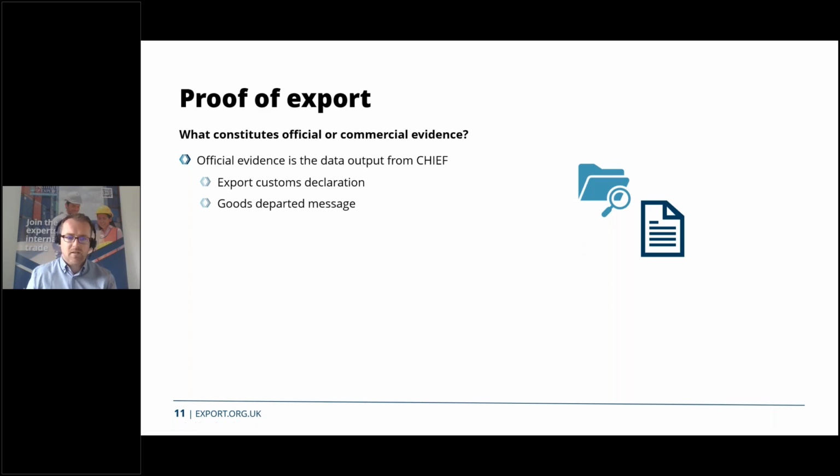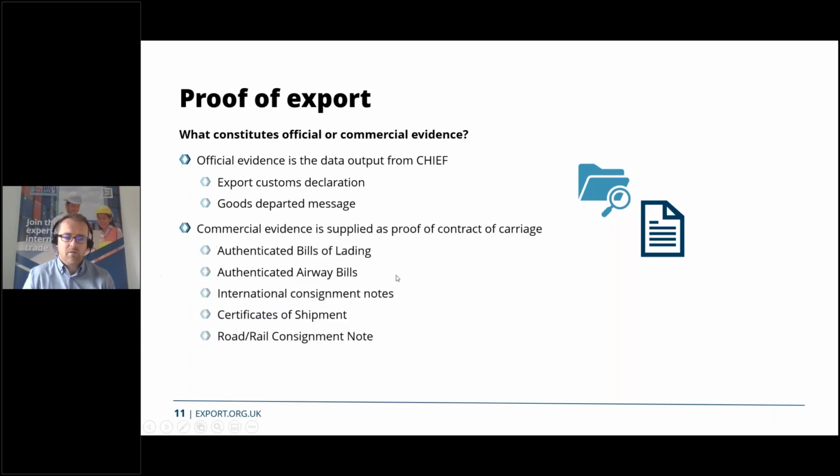Under proof of export obligations, we've got different levels. We've got official evidence, and we have commercial evidence. Official evidence could be what you would find generated from CHIEF, so your customs declaration and your goods departure message. Once the goods physically have left the UK, this will be generated, confirming that those goods have indeed been exported. So official evidence, very good, very useful. You can obtain both of those.